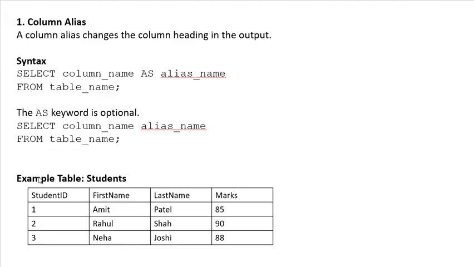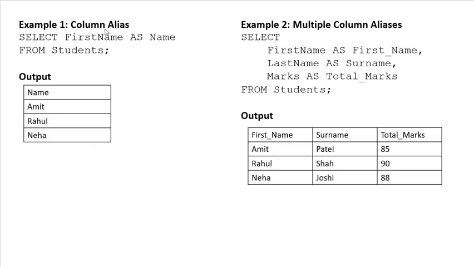For examples, the table is student, with data: first name, last name, and marks. Example one is a column alias. SELECT first_name AS name FROM student; The column name is changed, so the output shows only name.